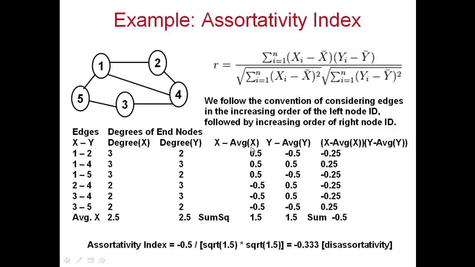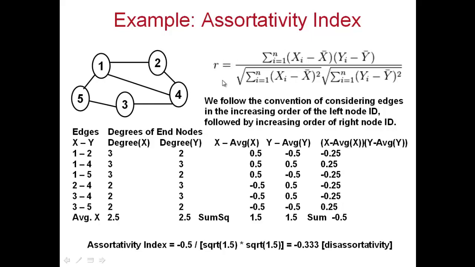Then what you do is square these numbers. So 0.5 squared plus 0.5 squared plus 0.5 squared and so on. So square these numbers and sum them up. That is 1.5. Similarly, square these numbers and sum them up. That is also 1.5. Then you should also take the product of these differences, which is 0.5 times negative 0.5 is negative 0.25. 0.5 times 0.5 is 0.25. So once you do all these calculations, you plug them in this formula.